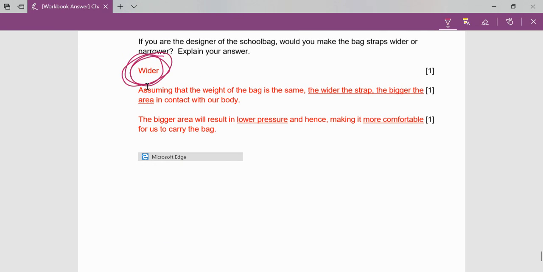Why? You explain. The wider the strap, the larger the surface area in contact with your shoulder or body. This will result in lesser pressure being exerted on your shoulders. Therefore, it will be more comfortable.